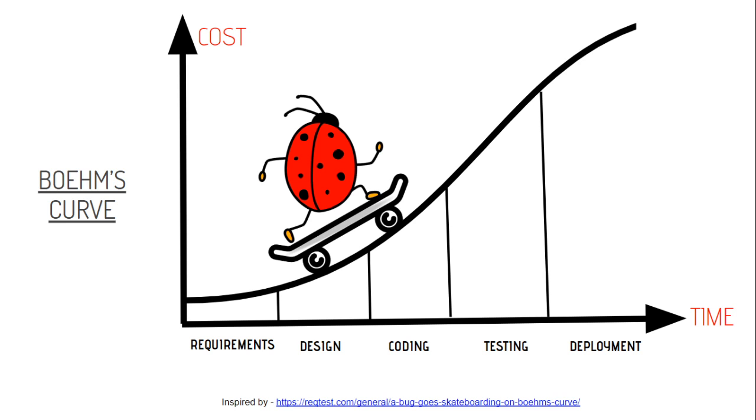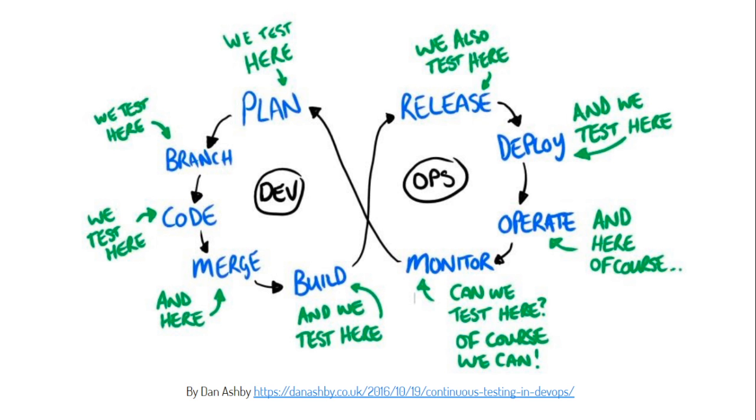These days, we speak about automation and DevOps, right? Many people feel that we need only automation in the age of DevOps, but that's not true, right? We need exploratory testing and other forms of testing along with automation testing. This is a diagram by Dan Ashby wherein he shows how testing fits in each and every phase of the DevOps cycle, right? So this is nothing but continuous testing, right?